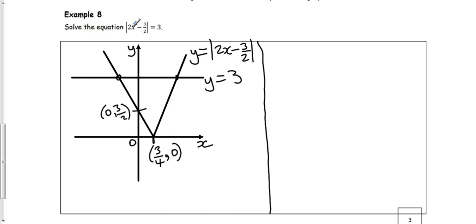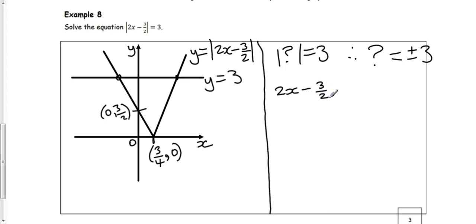Modulus of something equals 3. What can we conclude about the something? Well, it must have been 3 or minus 3 inside the modulus for it to have a final value of 3. This means the numbers inside the modulus, in this case 2x take 3 over 2, must equal 3 or minus 3. So let's write those as two separate equations.